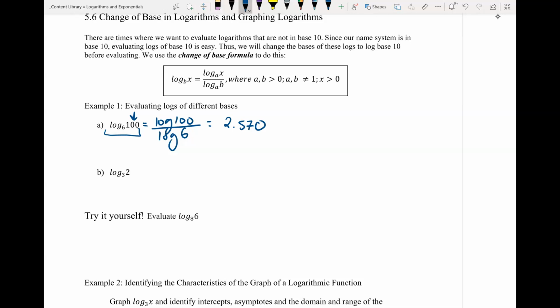Okay, we're going to move on to example 1 part B. So if I want to find what log base 3 of 2 is, this is going to be log 2 divided by log of our base, which is 3. And then we can put this into our calculator as log 2 divided by log 3, which is 0.631.